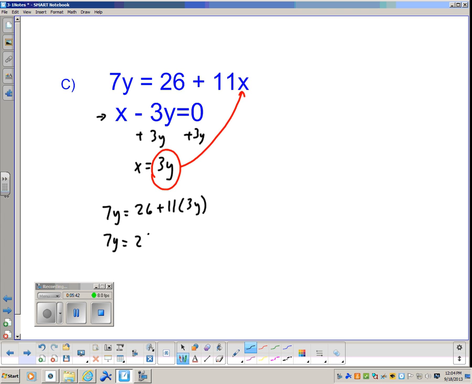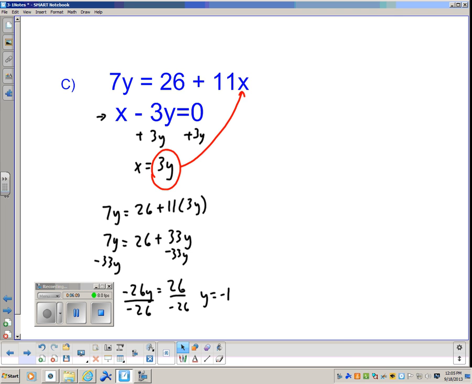I'm going to do that multiplication over there. That 11 times 3y gives me 33y. I can now get this y all by itself. That's 7y, so I'm going to bring the y's over on the same side. And I get a negative 26y equals 26. I can divide by negative 26, and then y ends up equaling negative 1. And again, I can take that y equals negative 1 and plug it back in there for the y. So x equals 3 times negative 1, which ends up giving me negative 3.